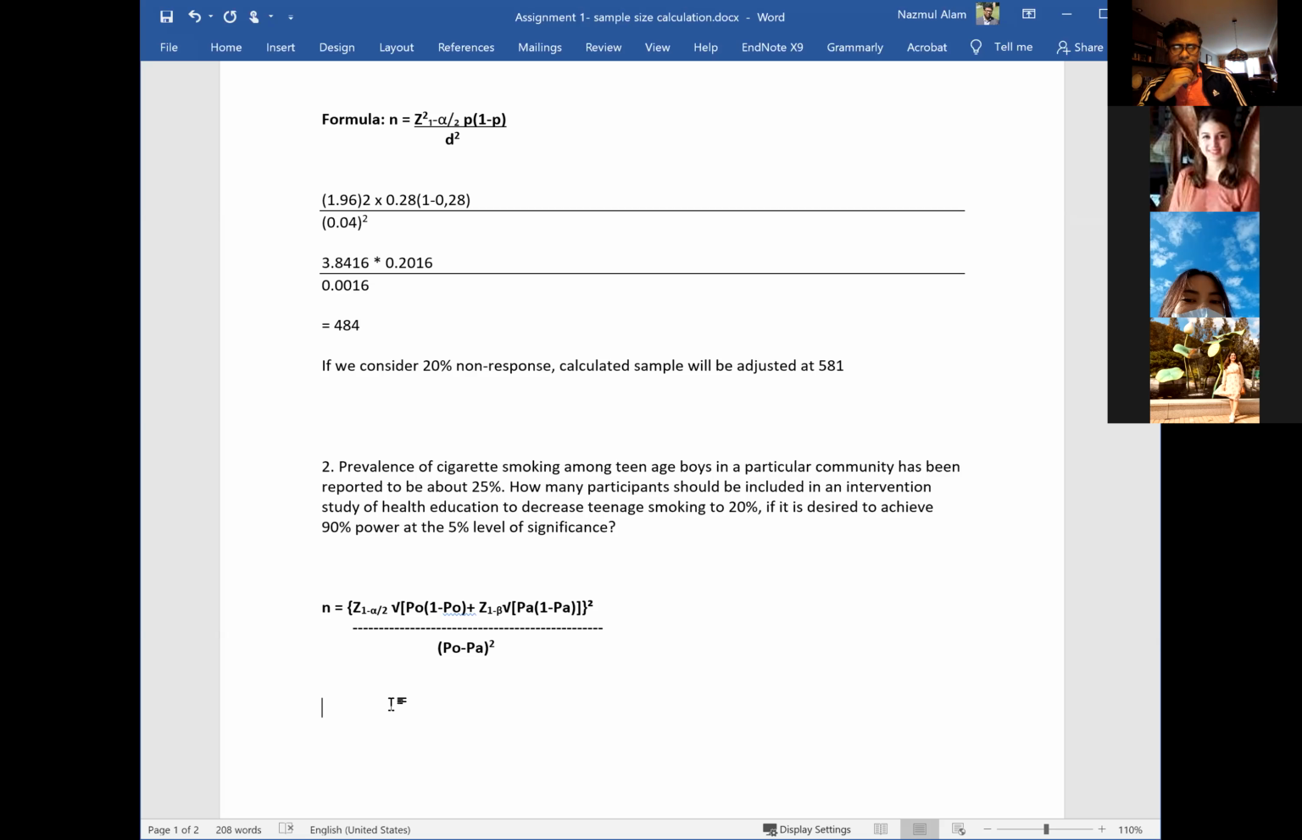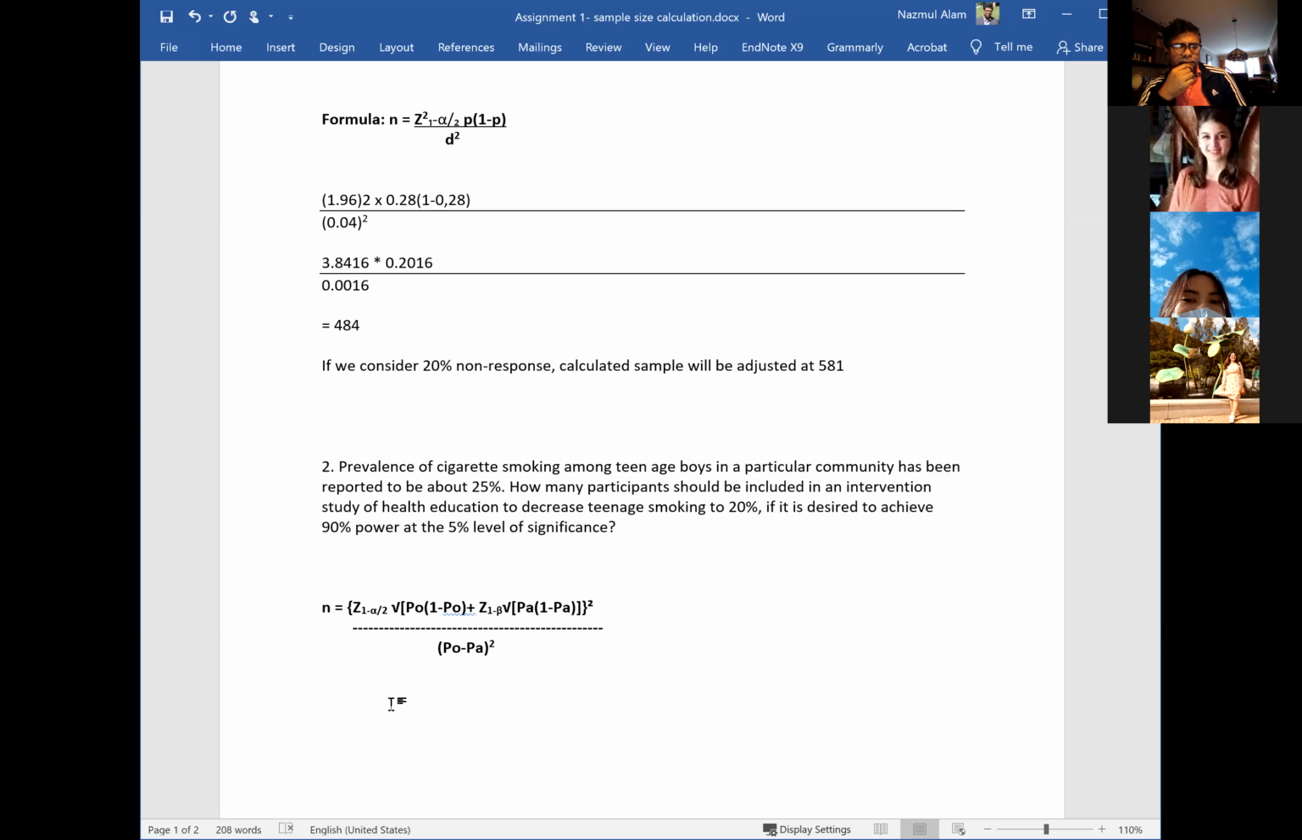Professor, is this 5% level of significance or 95% level of significance? 95% is the power. 5% is the level of significance relating to alpha, and 95% is relating to the beta, which is the power. 1 minus beta is the power. Yeah, Professor, I get it.